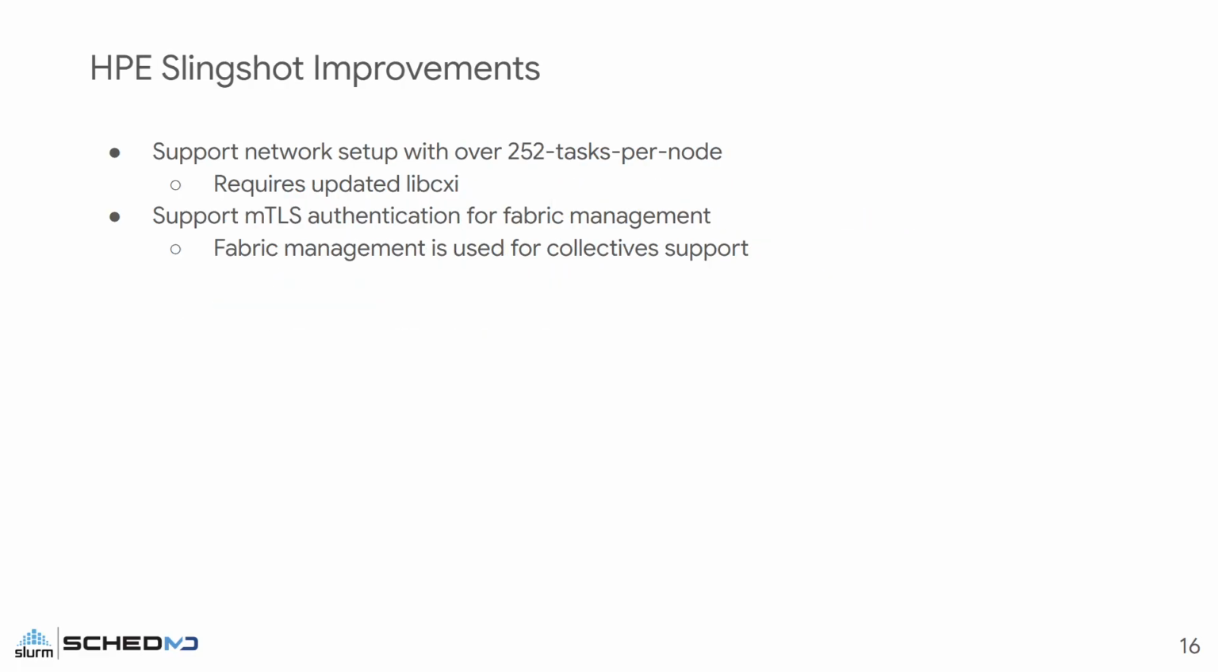Some small changes came in for Slingshot on HPE systems, specifically being able to work with higher core count processors and make sure that we can run over 252 tasks per node successfully. This does require updates to their libcxi library. We also added optional support for MTLS authentication to the Fabric Manager. That Fabric Manager is what sets up collective support on Slingshot fabrics.